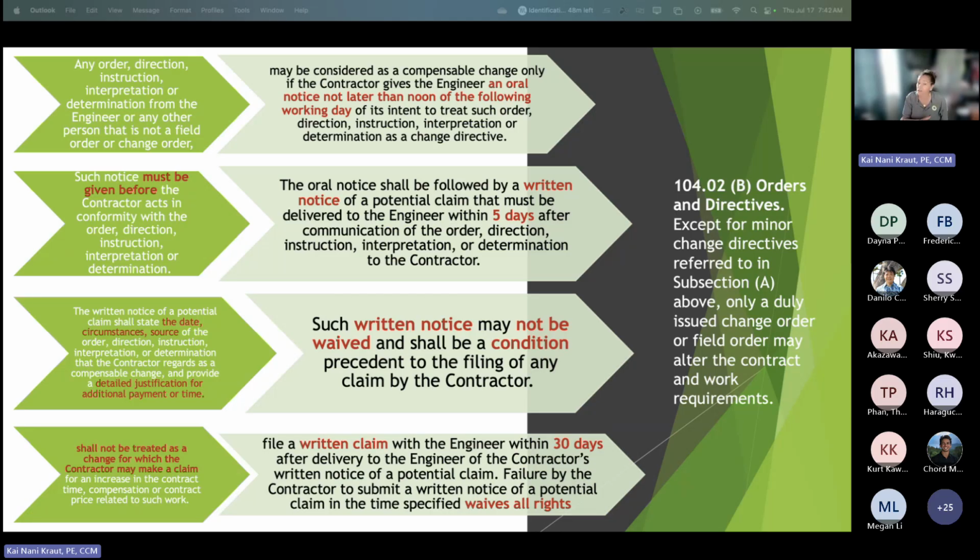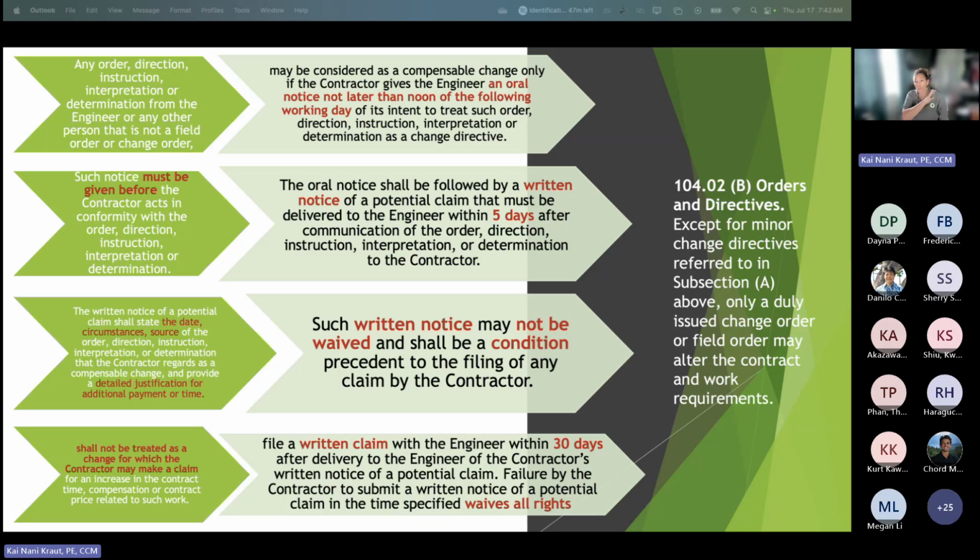And if we want to go to court and we want to hold our ground, we'll win. "Such written notice may not be waived." So that's another legal term we're going to talk about, "and shall be a condition precedent" — legal term — "to filing any claim by the contractor."